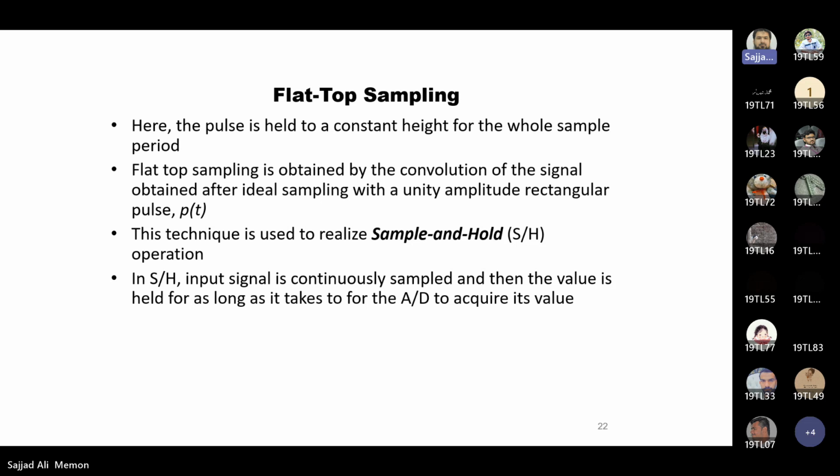Here the pulse is held to a constant height for the whole sample period. Flat top sampling is obtained by convolution of the signal obtained after the sampling with a unity amplitude rectangular pulse. This technique is used to realize the sample and hold operation. Input signal is continuously sampled and then the value is held for as long as it takes for the A to D to acquire its value.